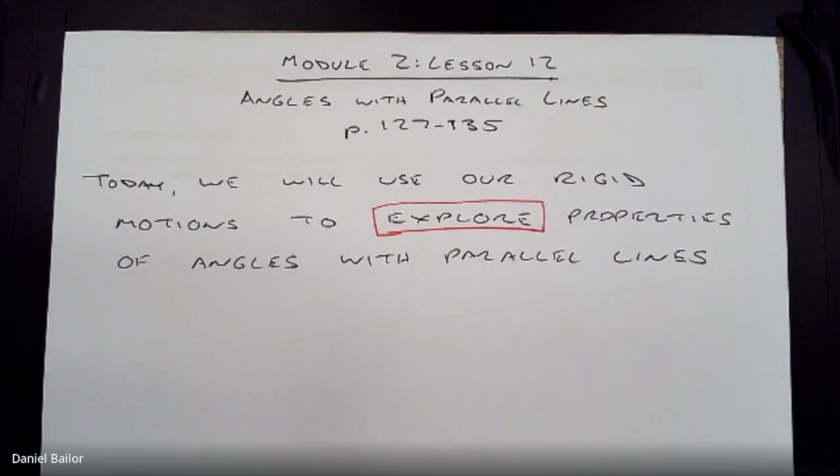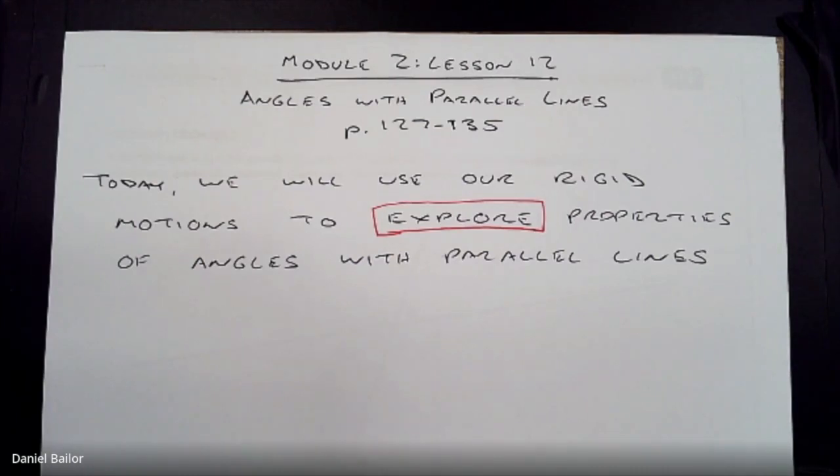Okay, students, welcome to our next math lesson in Eureka Math Module 2. This one is Lesson 12. Lesson 12 is all about angles associated with parallel lines. You will need pages 127 through 135 in your Module 2 books. You can rip the pages out so they might be a little bit easier to work with if you like.